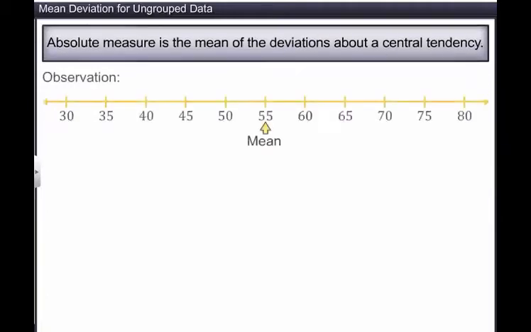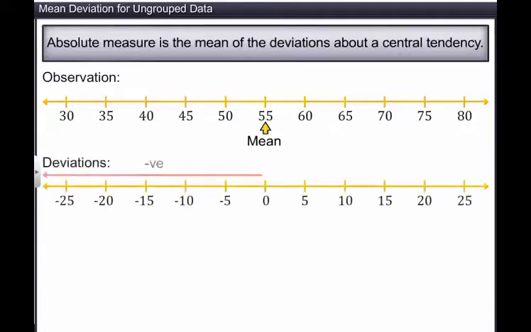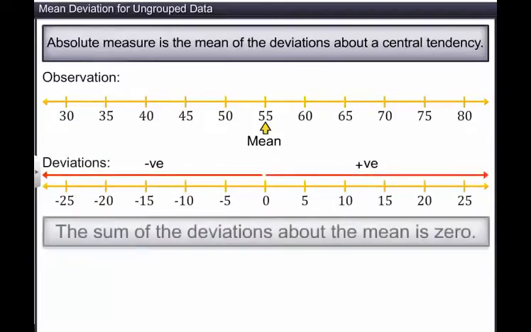However, we know that the central tendency is the middlemost value of a given data if they are arranged in the proper order. Half of the deviations are negative and the others are positive. Therefore, the sum of the deviations about the mean is 0.